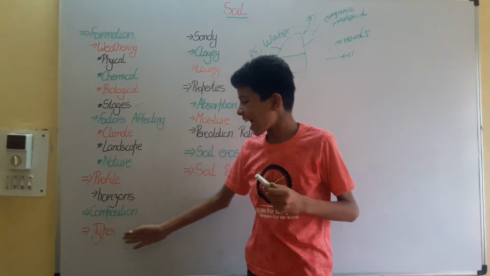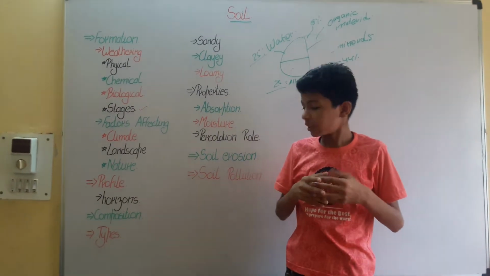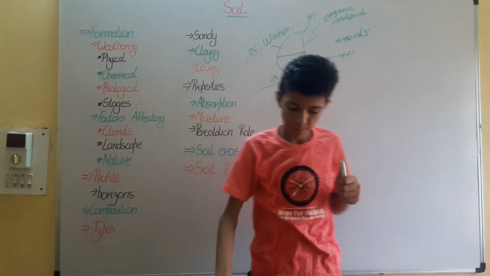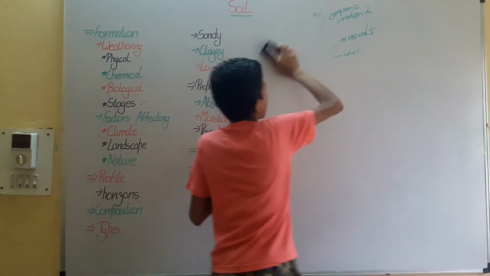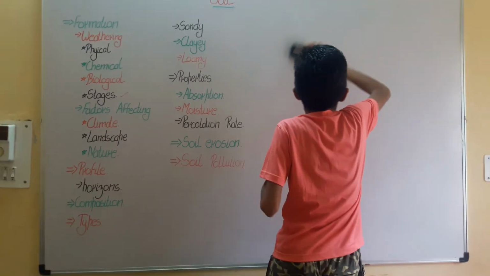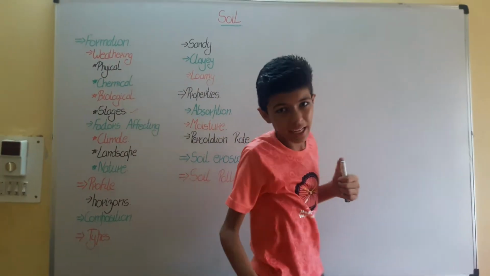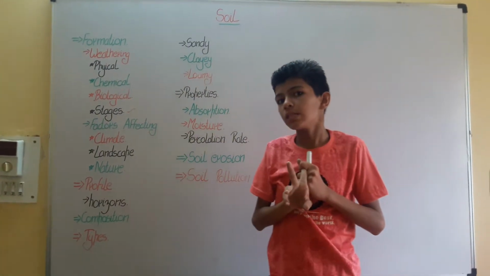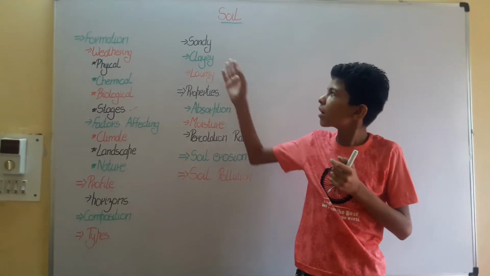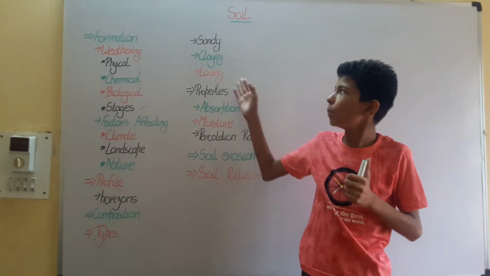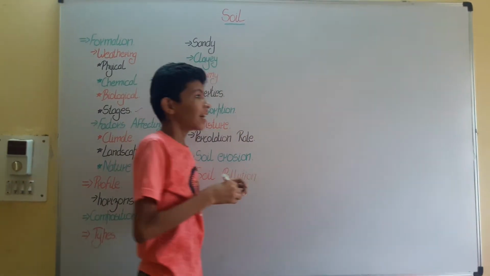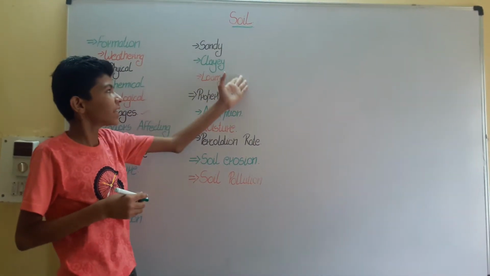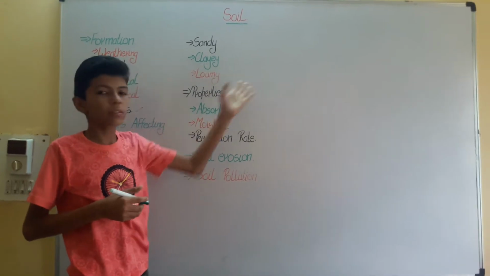So let's move to the types of soil. We can classify all soils into 3 major types. These include sandy soils, clay soils, and loamy soils. First, let's visualize these 3 soils.